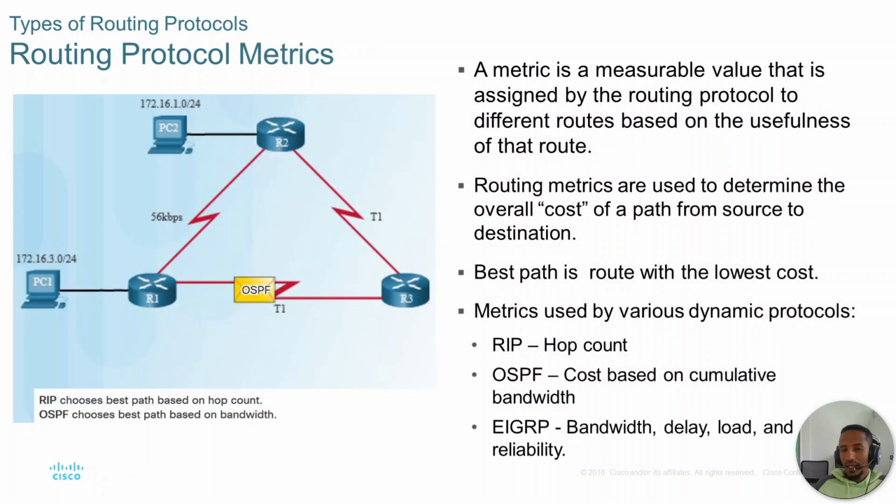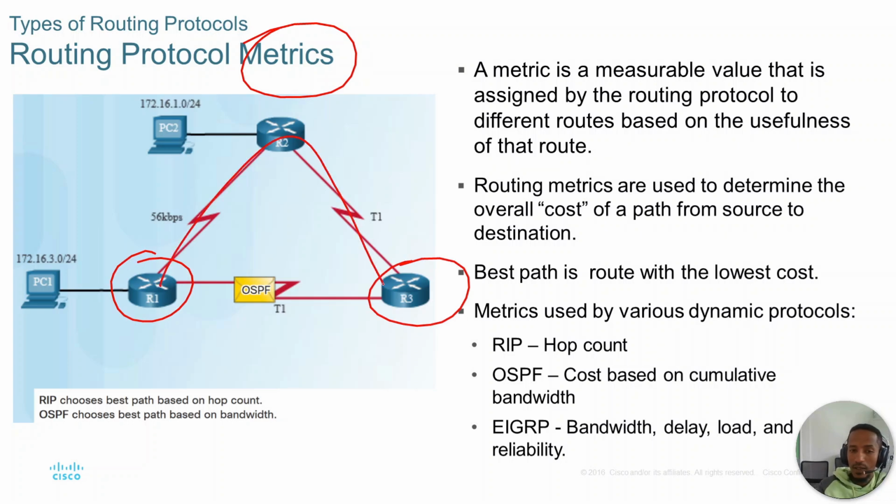So now you can see that we're going to discuss what the different metrics are. Previously, we said that there are different kinds of metrics to reach from the source to the destination. For example, you can see here multiple options. To go from router 1 to router 3, you have multiple options. You can take this path, or you can take this path.